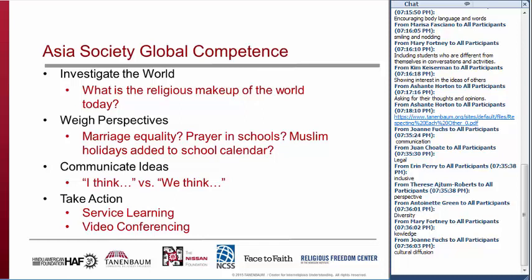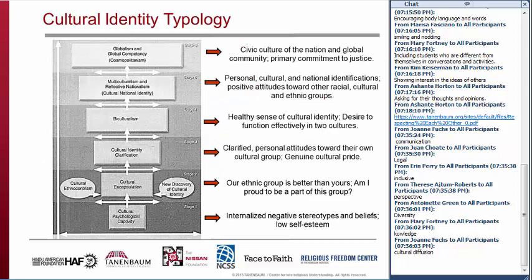And then in terms of taking action, service learning is a really great opportunity for young people to investigate and learn about communities and religious communities around the school or that are part of the school community, as well as video conferencing opportunities like the Face to Faith program. So what you see on the screen, and I hope that you can see it, it may be a little small, but I'm going to go through all of these stages and talk a little bit more about them.